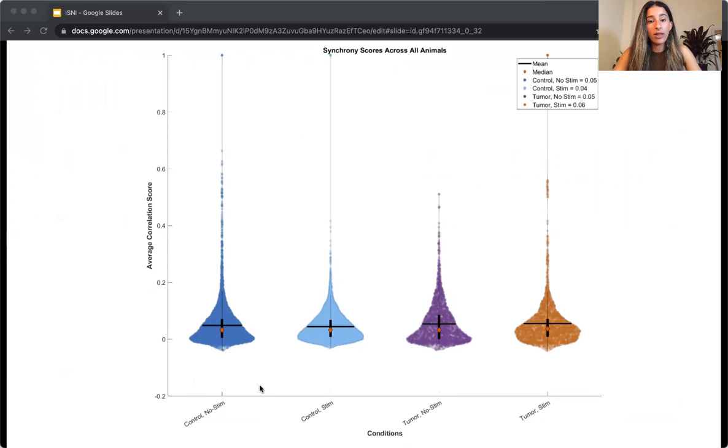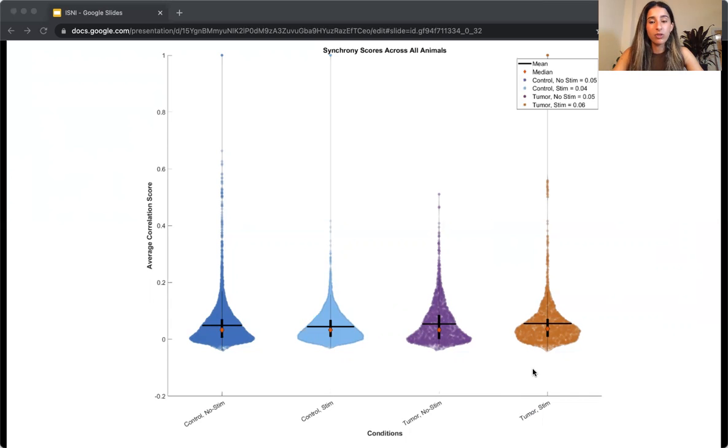The 2 violin plots on the right in purple and orange are the tumor conditions with no stimulation and stimulation on the left and right, respectively. Interestingly, when we looked at the synchrony or average correlations across all animals in each condition, there are minimal differences between control and tumor brain in synchrony correlation values.